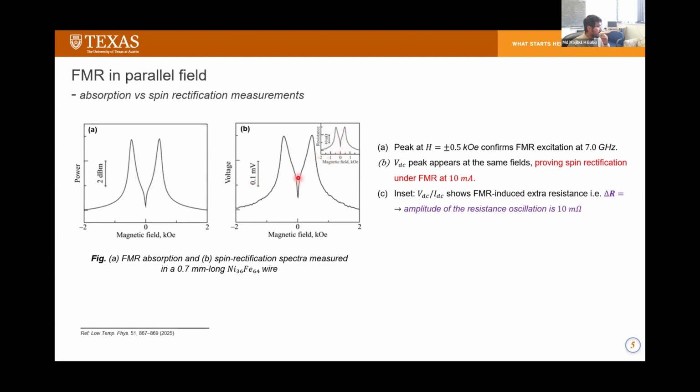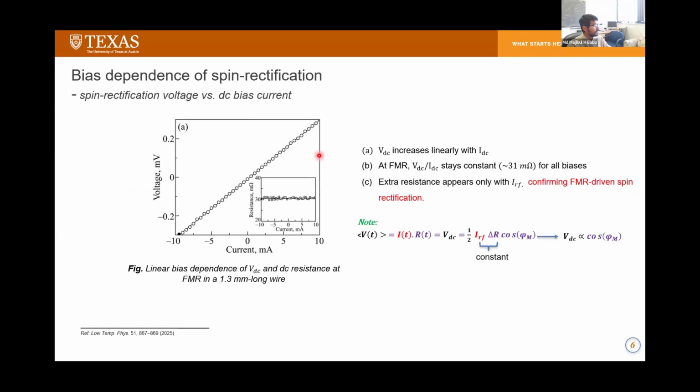So now let's see how this voltage and this extra resistance change with the applied DC bias current. For the 1.3 millimeter long wire, we check how this voltage and the resistance behave as a function of the DC bias current. As you can see, the spin rectification photovoltage increases linearly with the DC bias current.